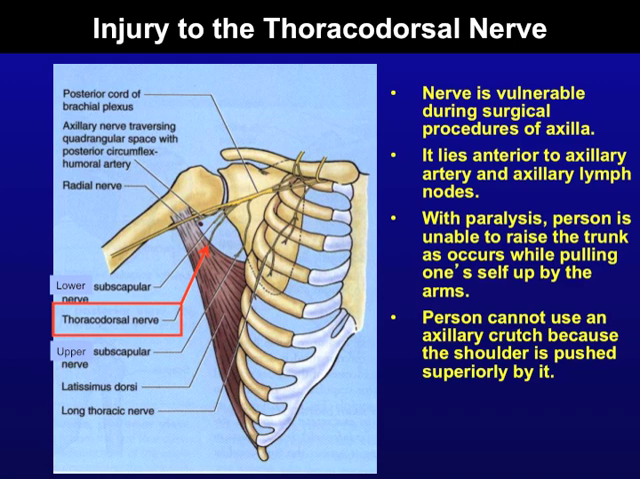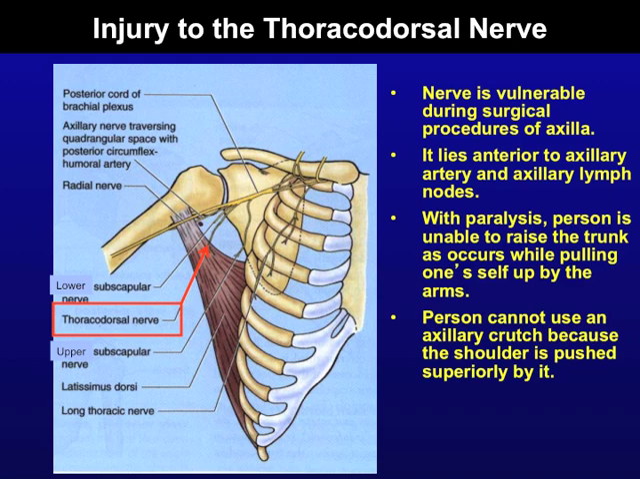Persons so afflicted will be unable to raise the trunk, as occurs while pulling oneself up by the arm. This action is what extension of the humerus by the latissimus dorsi muscle entails. Also, a person will not be able to use an axillary crutch because the shoulder is pushed superiorly by it.